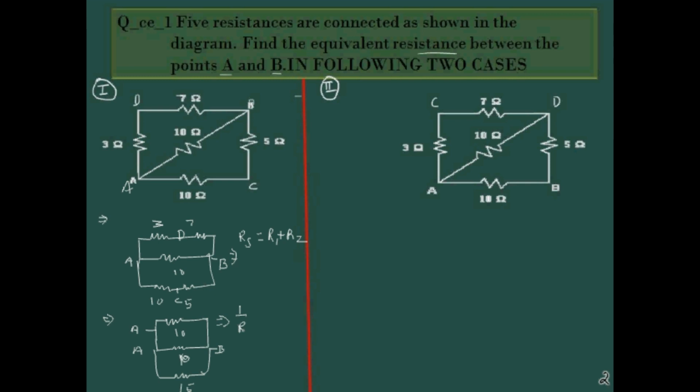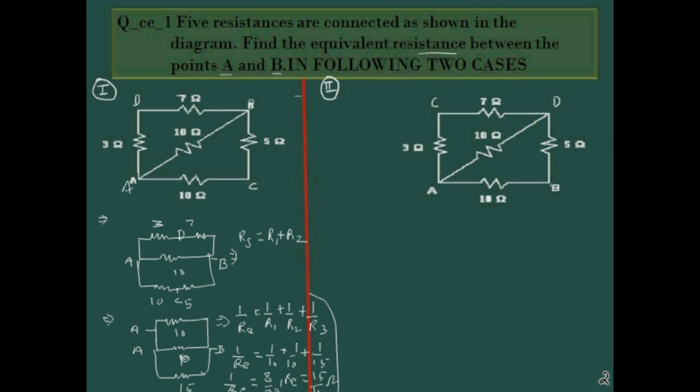Now it is clear that these three resistors are in parallel. So the equivalent resistance is 1 by R1 plus 1 by R2 plus 1 by R3. So 1 by R equivalent is 1 by 10 plus 1 by 10 plus 1 by 15. Here the LCM of 10, 10 and 15 is 30, so the first one is 3 by 30, 3 plus 3 plus 2 is 8 by 30. So R equivalent is 30 by 8, that is equal to 15 by 4 ohm.